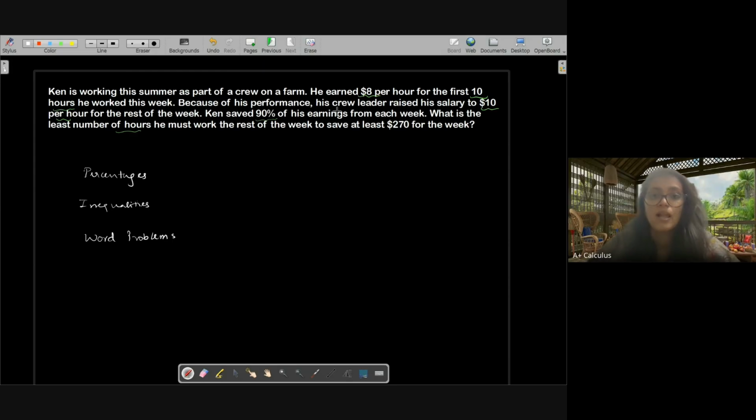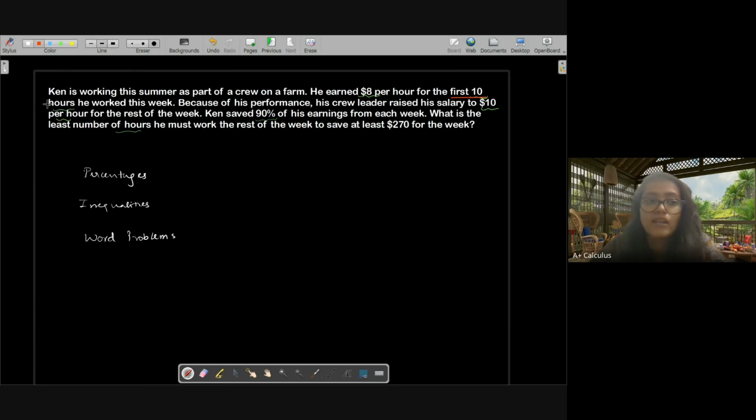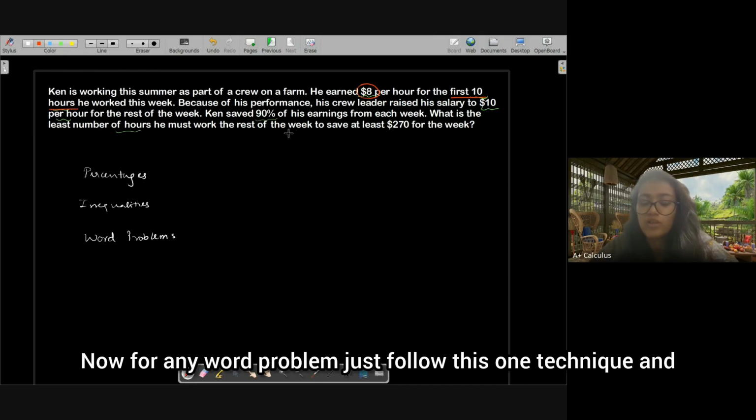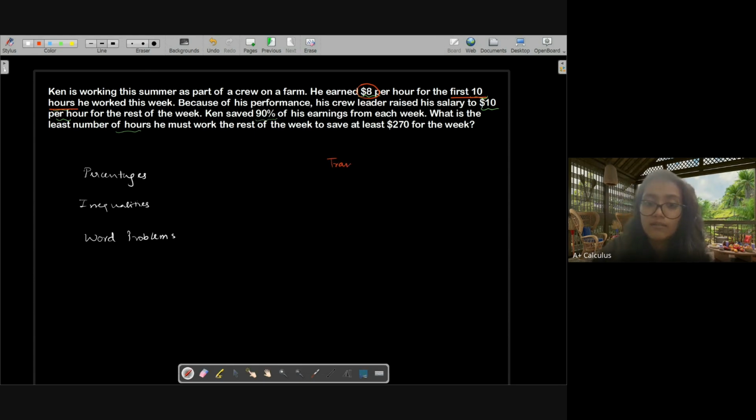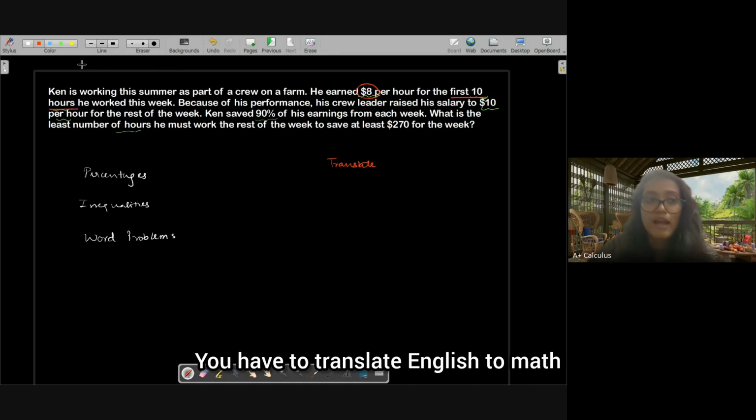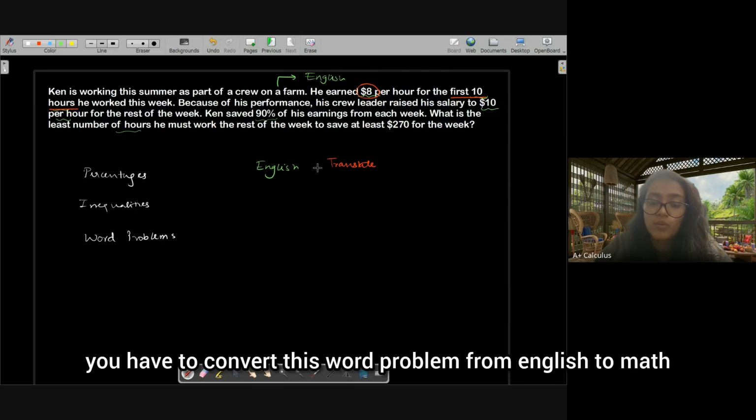So there is a guy called Ken, and he's working on a farm. For the first 10 hours, he earned $8 per hour. Now, for any word problem, just follow this one technique, and doesn't matter how long or how confusing it is, you will be able to solve any word problem. What you have to do is translate. You have to translate English to math. This word problem is given in English, right? So you have to convert this word problem from English to math.